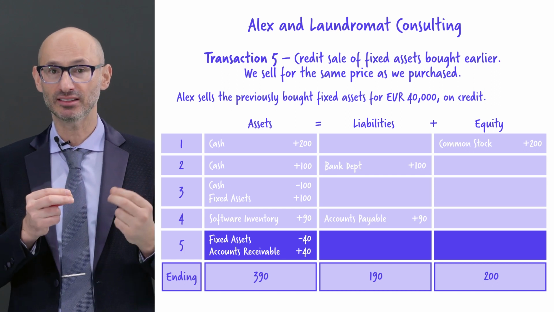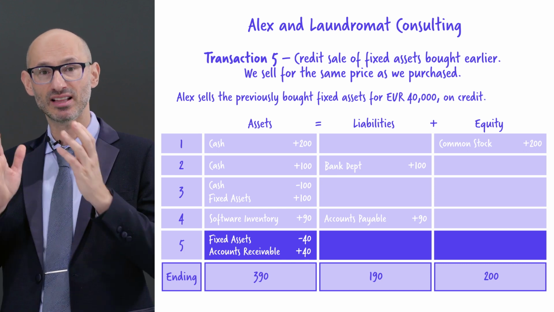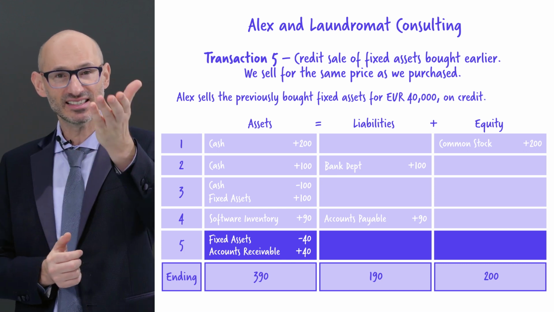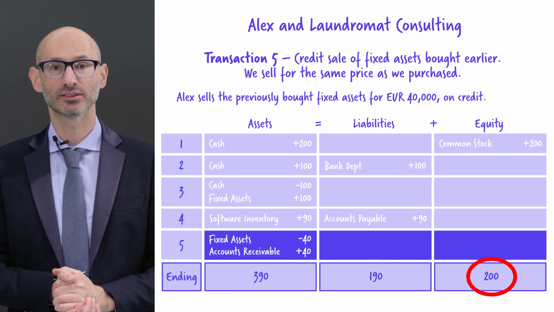Please also note that the accounting equation is always fulfilled. Assets always equals liabilities plus equity. And in this case, 390 equals 190 plus 200.